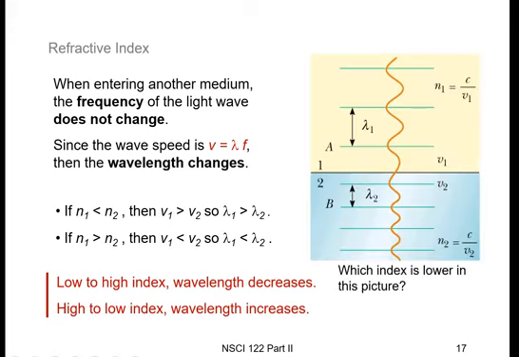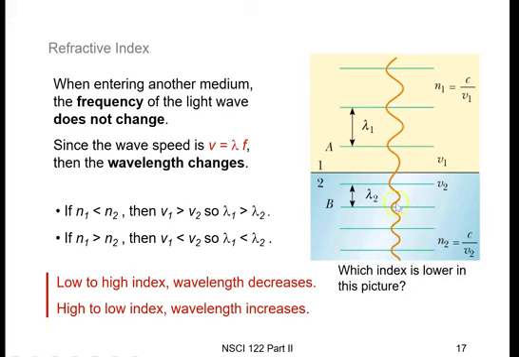I found this picture, so I thought I'd give you a quiz. In this picture, imagine that the light is in medium 1, the top yellow medium, and it enters medium 2. What they've shown you in the picture is a representation of the wavelength. So you can see that the wavelength decreases when it enters medium 2. So the question is, which refractive index is lower in this picture? Which is the lower index, n1 or n2?